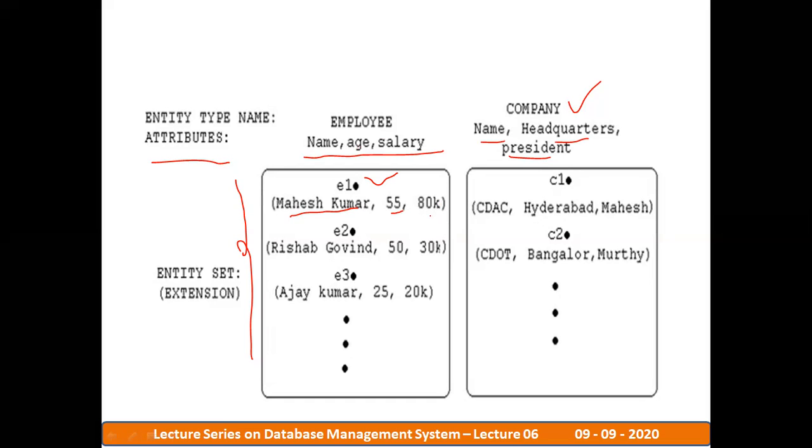Now you can check for the company. CDAC is the name of the company. The headquarters of the company is Hyderabad and the president of the company is Mahesh. In the same way, we can say it is an extension of a relation. Whereas if you are defining only the name of the relation and its attributes, then we call it an intension. If you are storing the actual values, then we call it an extension.